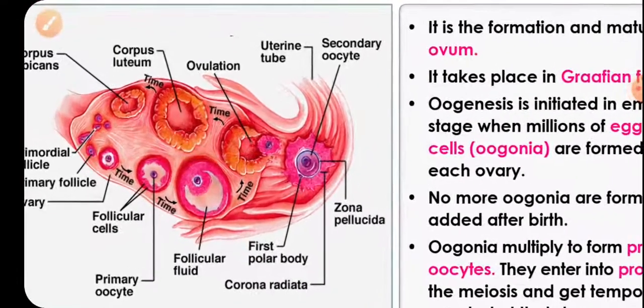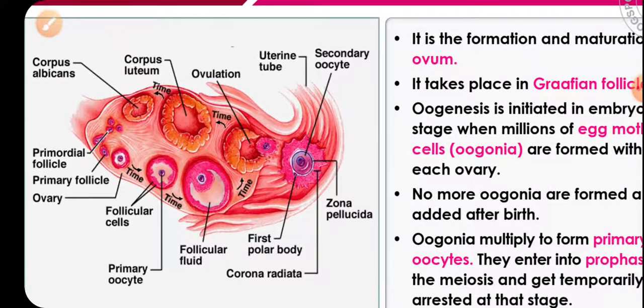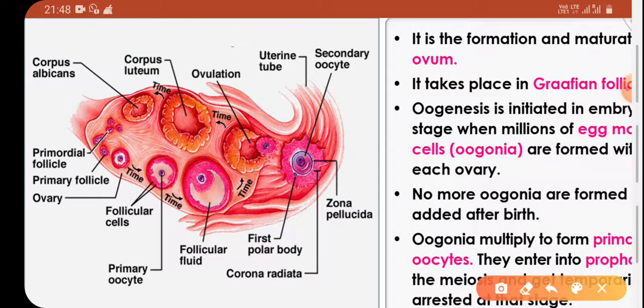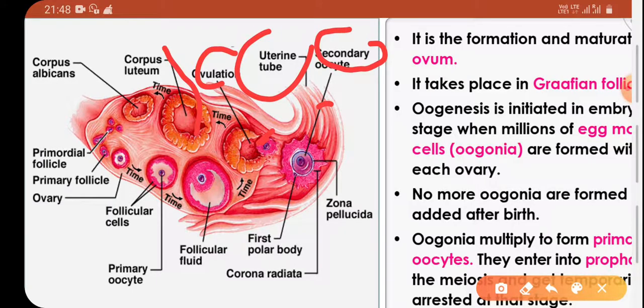You can understand it with the help of the diagram. This is the corpus luteum. Ovulation from here. Uterine tube, that is the secondary oocyte. Zona pellucida, first polar body, corona radiata.